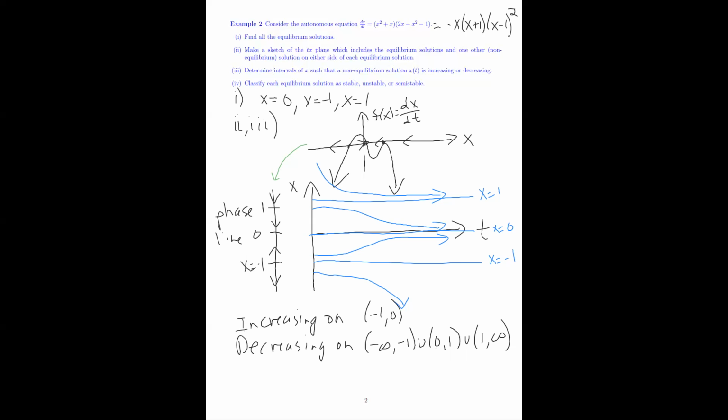And furthermore, we can answer part 4 here on which of these equilibrium solutions are stable, unstable, or semi-stable. This is for x equals -1. This is unstable because our solutions move away from that point. x equals 0 is stable because all solutions move towards that point. And x equals 1 is semi-stable because from one direction we move towards that equilibrium point, from the other direction, namely below, we move away from that equilibrium point.